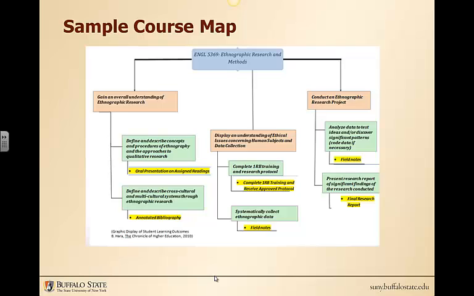This concept map illustrates how each lower-level objective and assignment aligns with one of the overarching course objectives. As you can see, each lower-level objective, in green, supports the achievement of a course objective. Each of the course assignments, highlighted in yellow, is aligned with a lower-level objective as well as the overarching course objective.